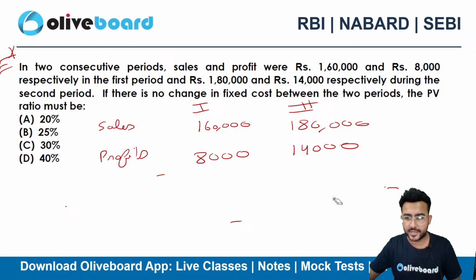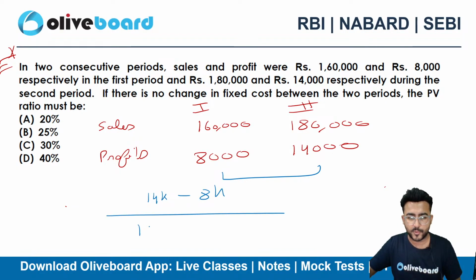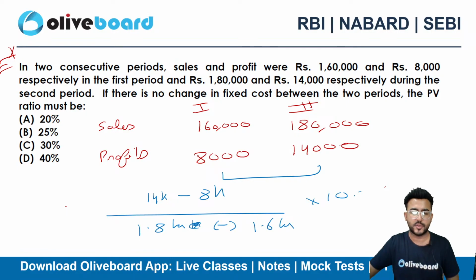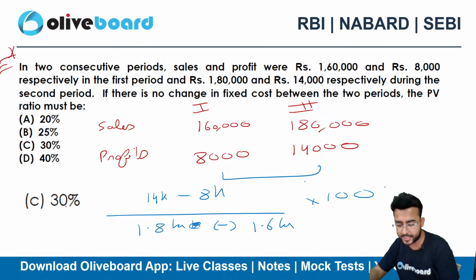Can you guys calculate it? What is my change in profit? 14,000 minus 8,000 divided by change in sales, 1.8 lakhs minus 1.6 lakhs, into 100. This will be my PV ratio, which will be 30% here. Okay, this will be 30% here.